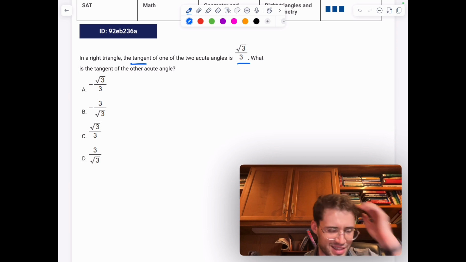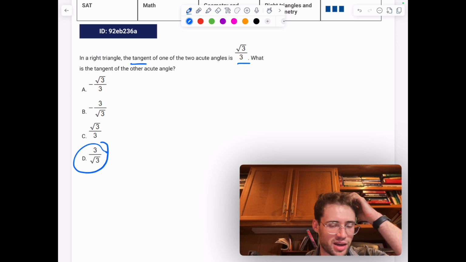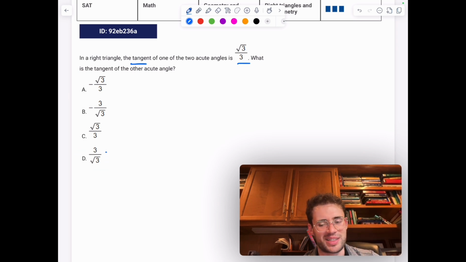3 over the square root of 3 is, oh, this is a weird way of writing it. This is the square root of 3 right there. All right, so it's going to be D, I assume, but let's just verify that first.